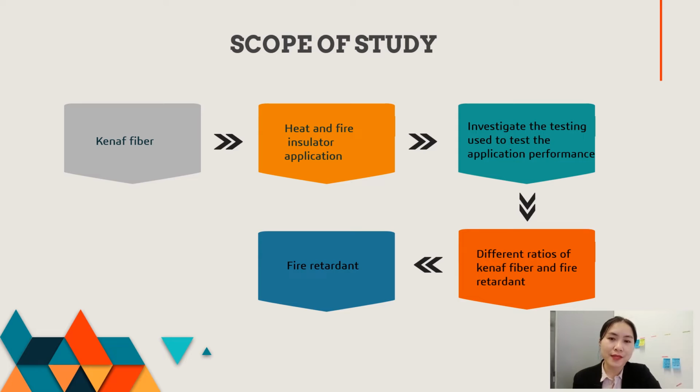The next scope of study is to ensure that the heat and fire insulator has effective soundproofing for acoustical properties. Then, this research also studies the properties of the sample when different ratios of KENAF fiber and fire retardant are combined. And the last scope of study is various testing such as thermal testing, fire test, and acoustic test, which will be made to investigate the relationship between KENAF fiber, fire retardant, and their ability to absorb energy and resist heat or fire.